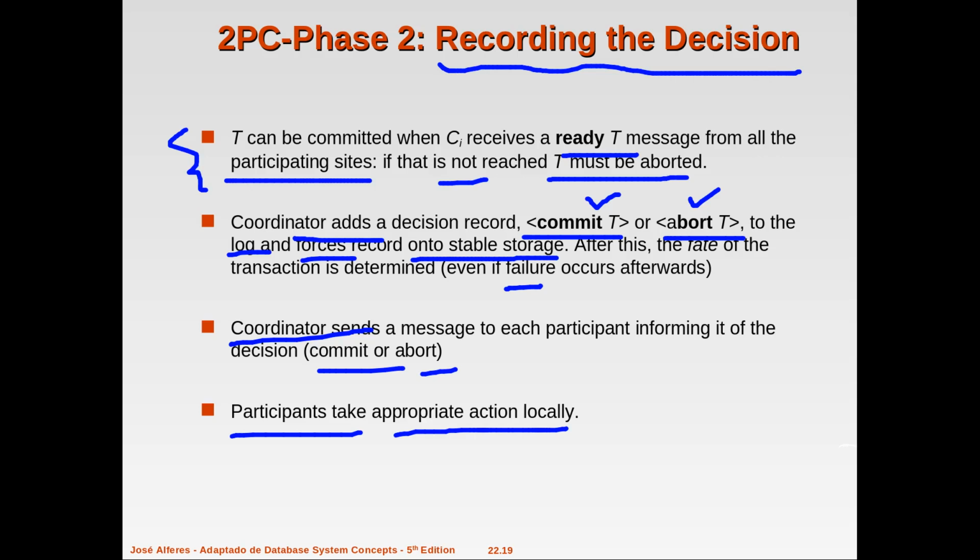So after the decision is made by the coordinator, only then can the local sites participating in the transaction do the final commit, only after the approval of the transaction coordinator. So these are the different phases, phase 1 and phase 2, of the two-phase commit protocol of a distributed transaction.